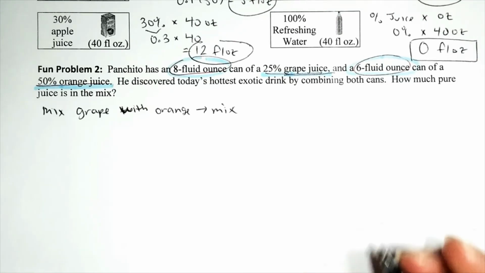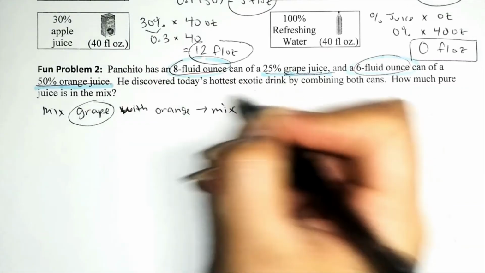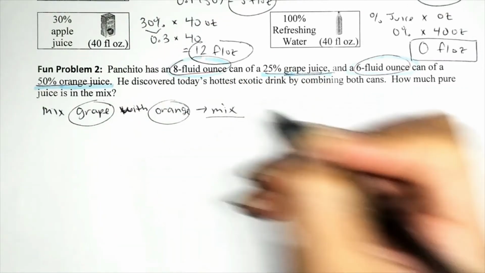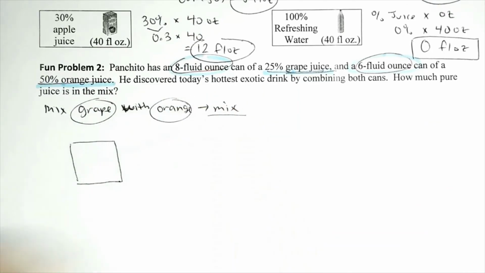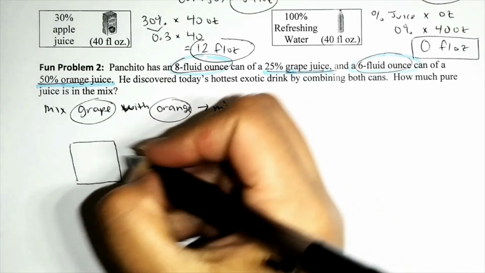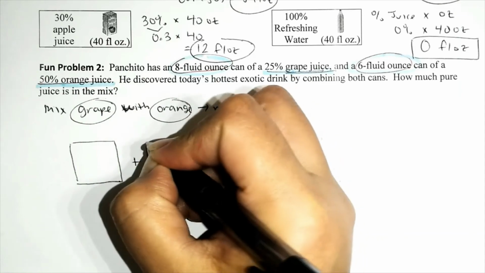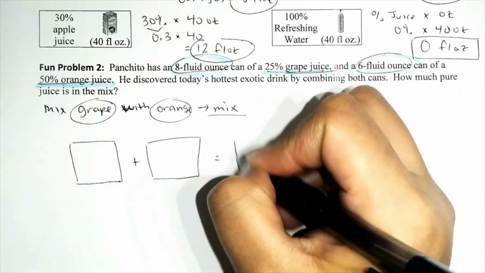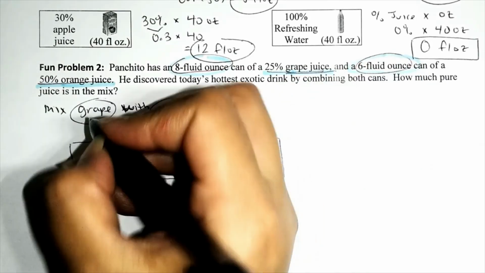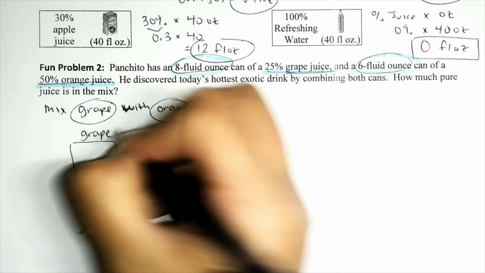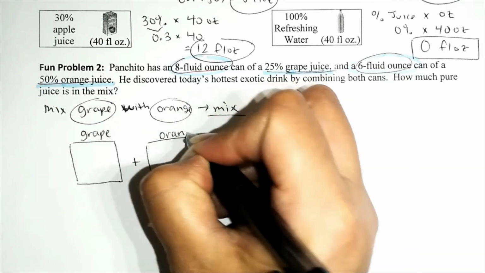Okay, so we have some grape juice. We're gonna mix it with some orange juice, and that will give us a nice mix. So this is how I do it. This is my can. It looks like a square. Yeah, it's okay. Can plus can equals mix. Okay, what are we mixing? The grape juice with orange juice.